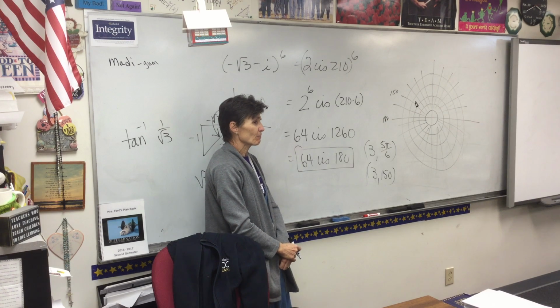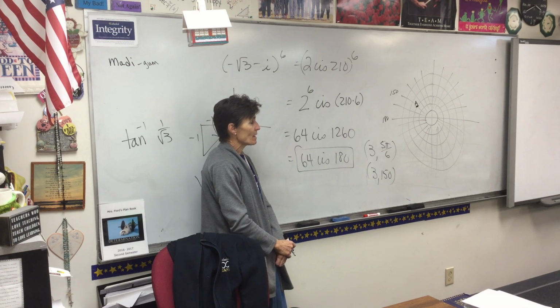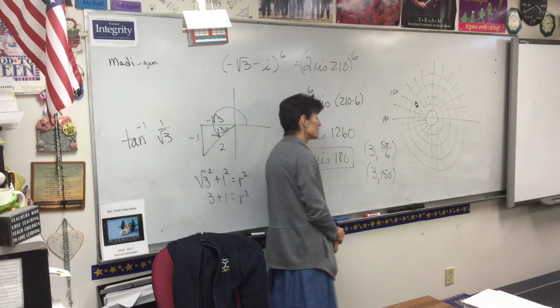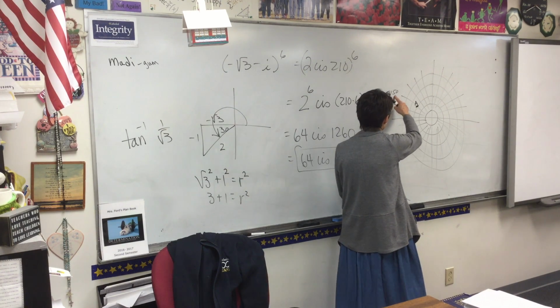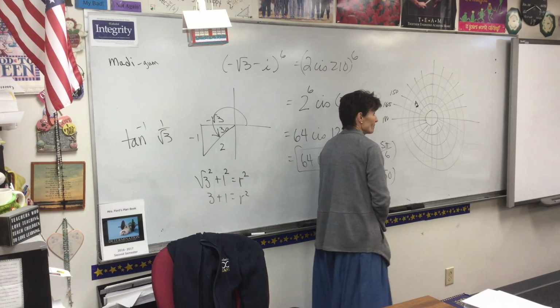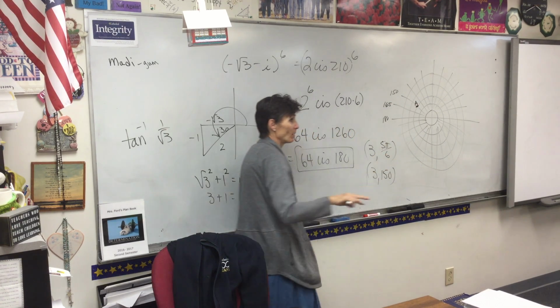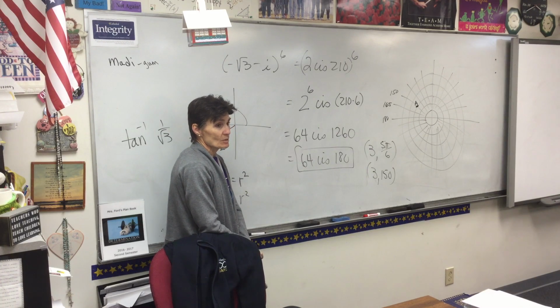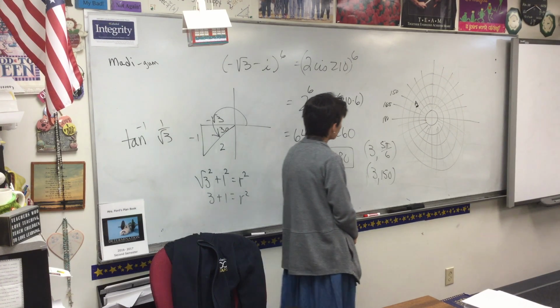By the way, we're not going to get freaked out if we have an angle that's not labeled. If that's 150 and that's 180, then isn't this 165? They're 15 degrees apart. So just keep that in mind.